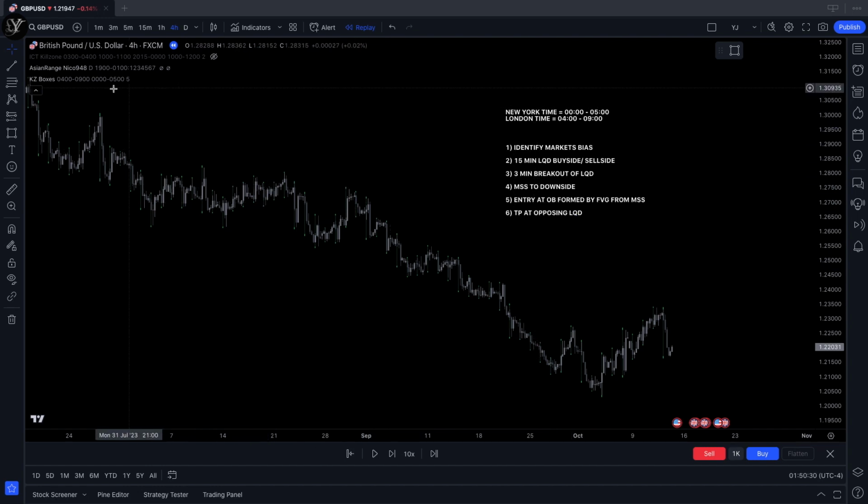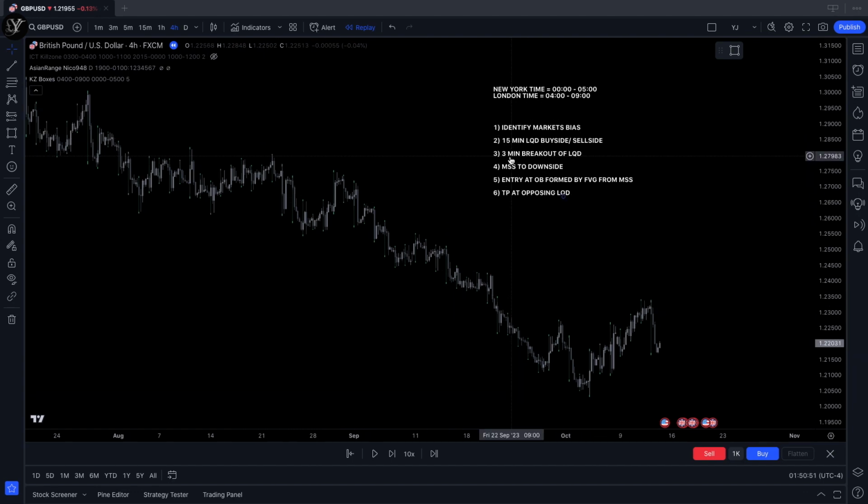Another thing we're going to want to have for this strategy is an Asian range indicator like I have by Nico 948. This Asian range indicator is going to help us mark out our Asian highs and our Asian lows, which we're going to need for this strategy. Third step is to drop down to our 3-minute time frame. When we drop down to our 3-minute, we're going to want to anticipate a breakout of either the buy side or the sell side liquidity. So in other words, either the Asian highs or the Asian lows need to get taken out.